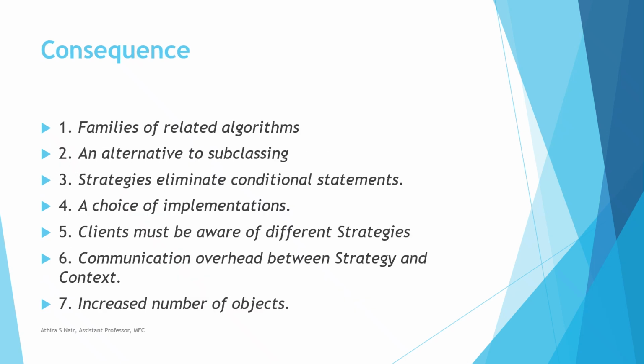So there are various consequences in this pattern. First is families of related algorithms. Hierarchies of strategy classes define a family of algorithms or behaviors for context to reuse, and inheritance can also help factor out the common functionality of the algorithms. And an alternative to subclassing: inheritance offers another way to support a variety of algorithms or behaviors. Encapsulating the algorithm in separate strategy classes lets you vary the algorithm independently. So this will be easier to switch, understand, and extend.